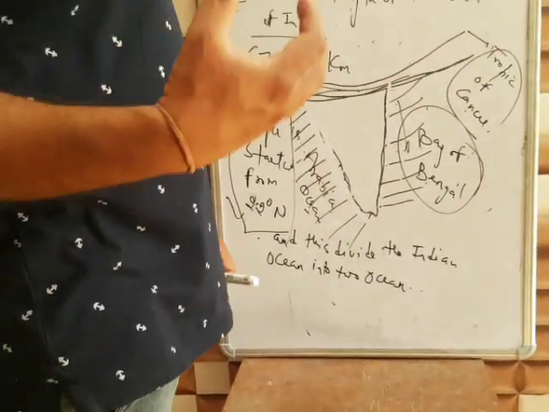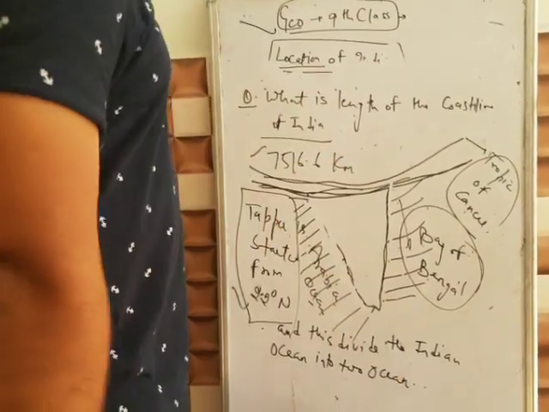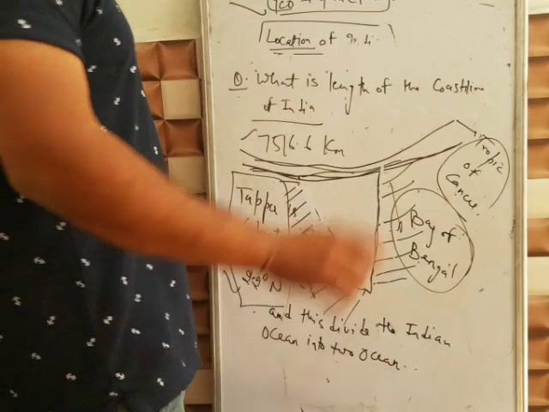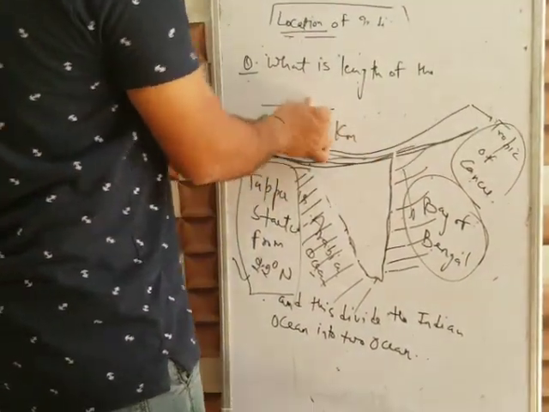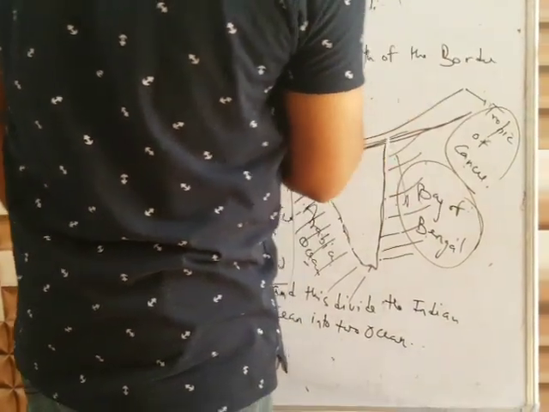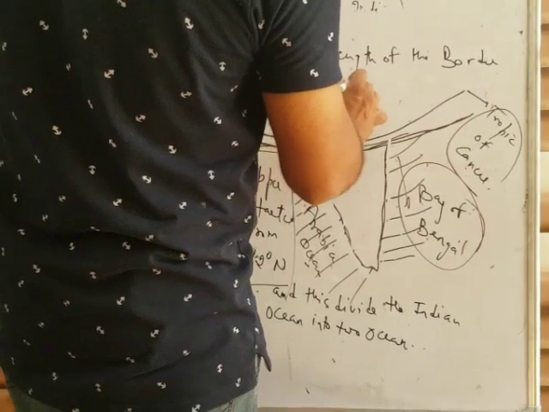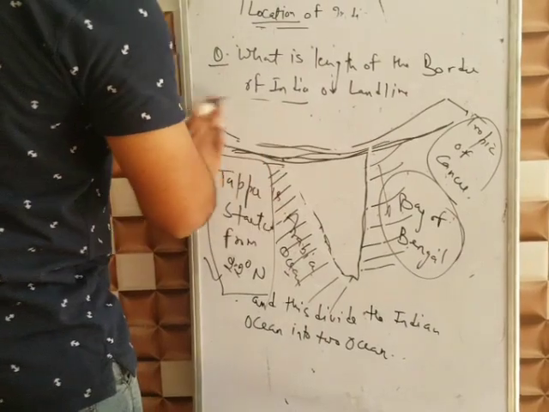This chapter is not for the big questions. This chapter is only for short questions. Just remember all these things. What is the length of the coastline and what is the length of the land line? What is the length of the border of India, or land line?